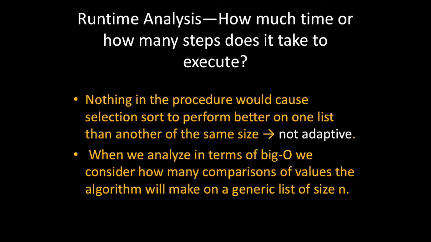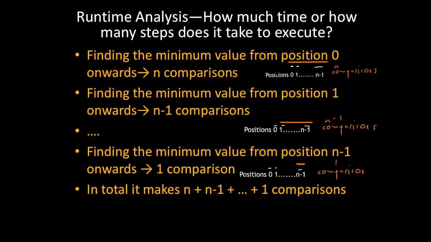So when we analyze in terms of Big-O, our unit of time here we're going to say is comparisons of values. So that will be our y-axis, the number of comparisons selection sort makes, on a generic list of size n. So how many steps does selection sort take to execute? Well, first it finds the minimum value from position 0 onwards. This will take n comparisons.